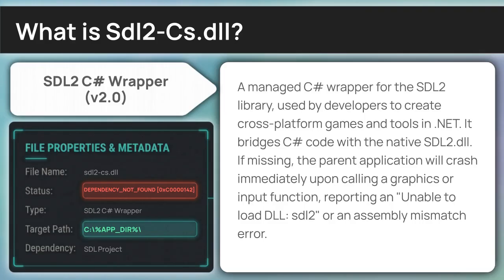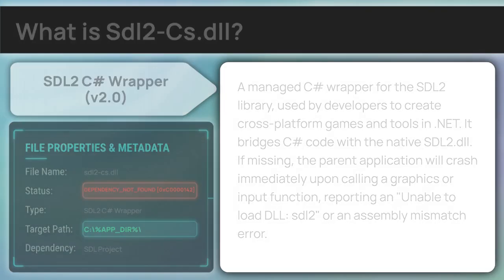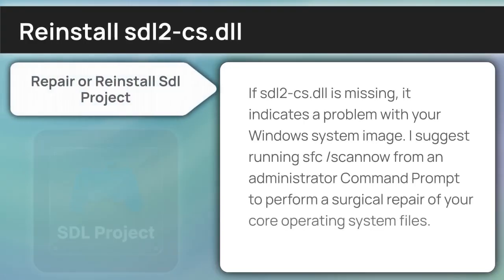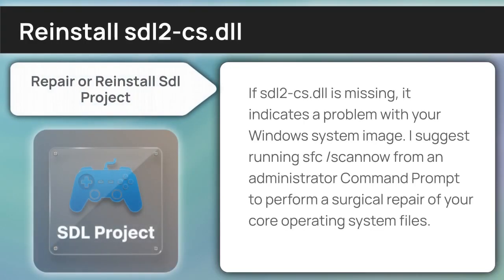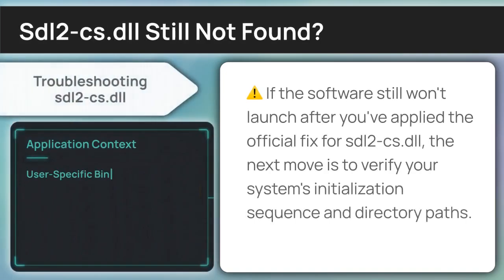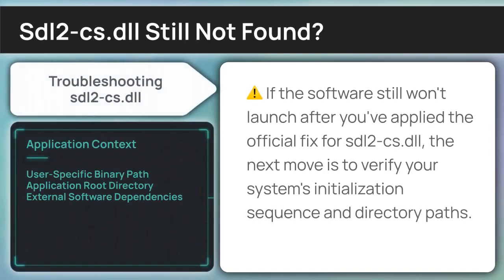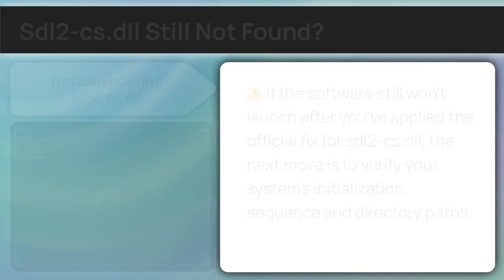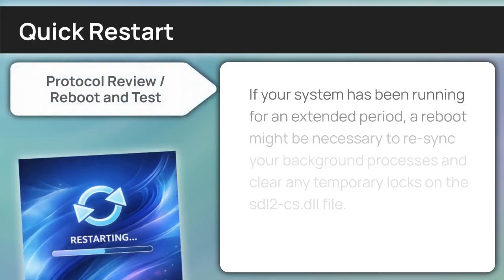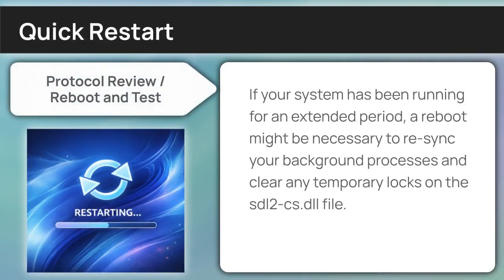With the why out of the way, let's focus on getting you running again. If the Simple DirectMedia Layer 2 C# Wrapper DLL is missing, it indicates a problem with your Windows system image. I suggest running sfc /scannow from an administrator command prompt to perform a surgical repair of your core operating system files. If you're still seeing the missing file notification, we should attempt to force a synchronization between the software and the OS. A quick system restart is a practical way to ensure that all shared libraries, including the Simple DirectMedia Layer 2 C# Wrapper, are being loaded correctly into the current session's memory.